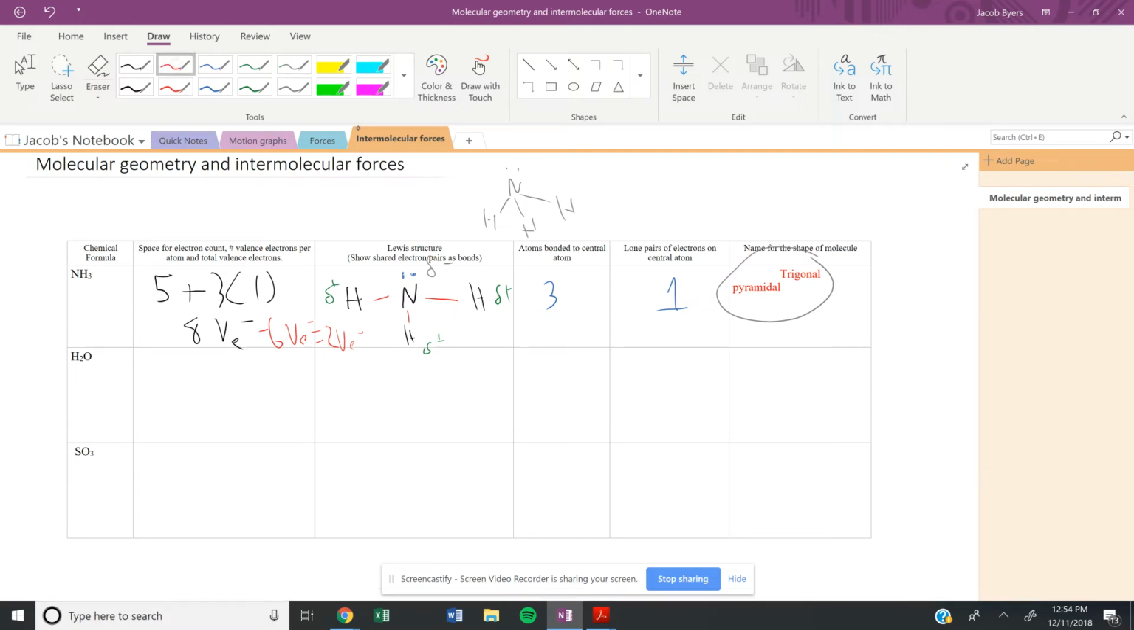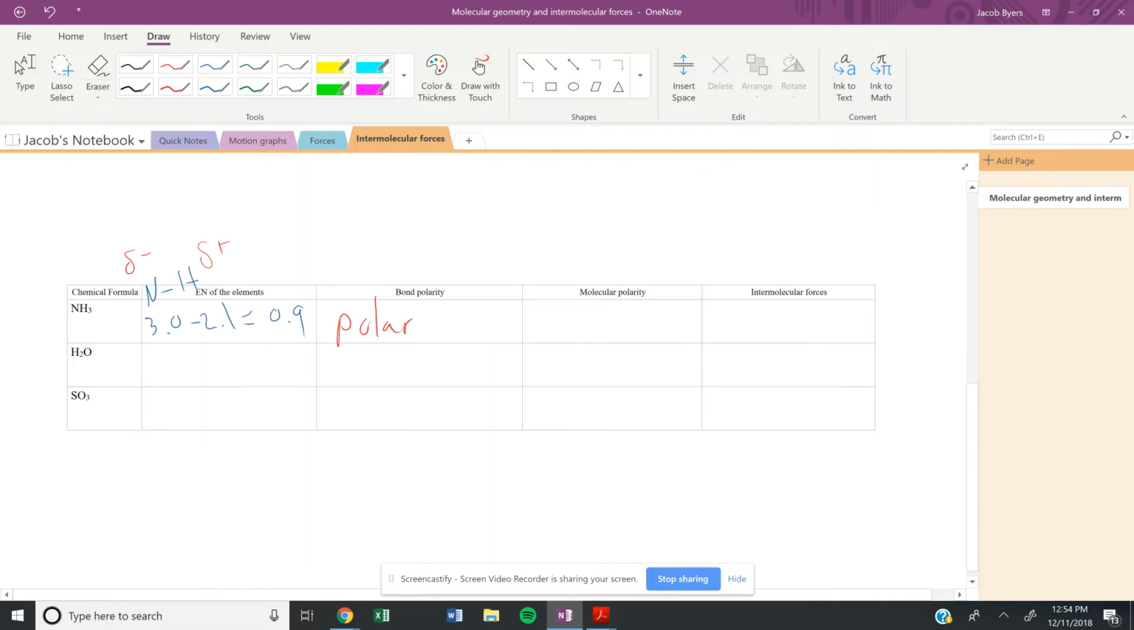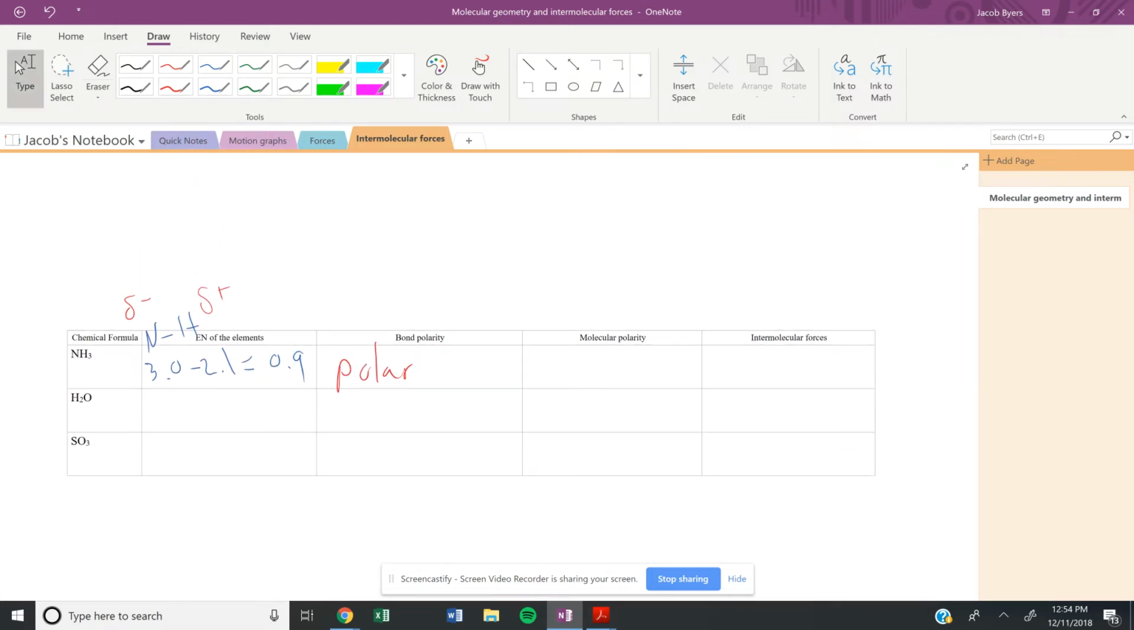Because of all of those being partially positive and the nitrogen partially negative, if I were to draw an imaginary line through the molecule, I can see that this side is partially negative and this side is partially positive. So it having 2 different ends, one positive, one negative, the molecule itself is also going to be polar. Now, normally we're going to call this interaction dipole-dipole interaction.